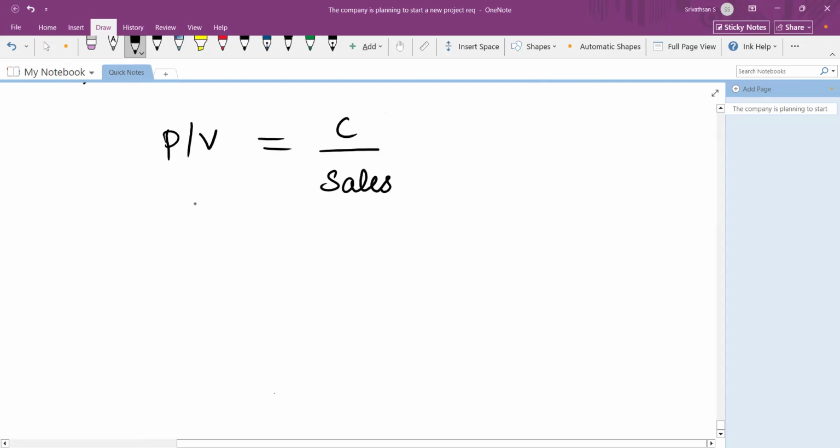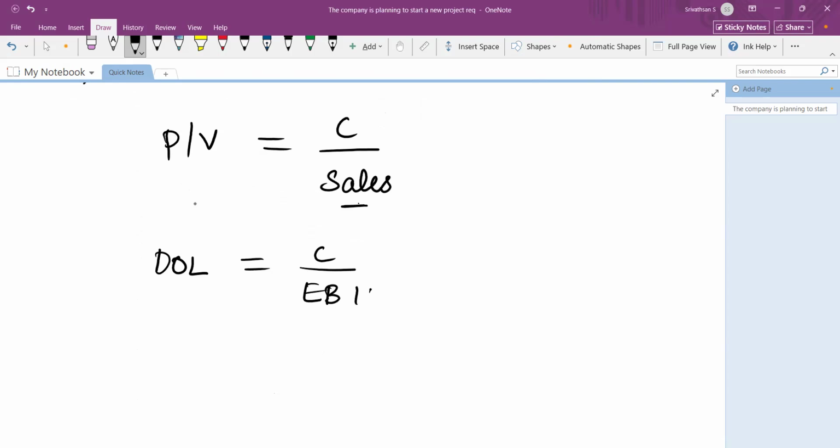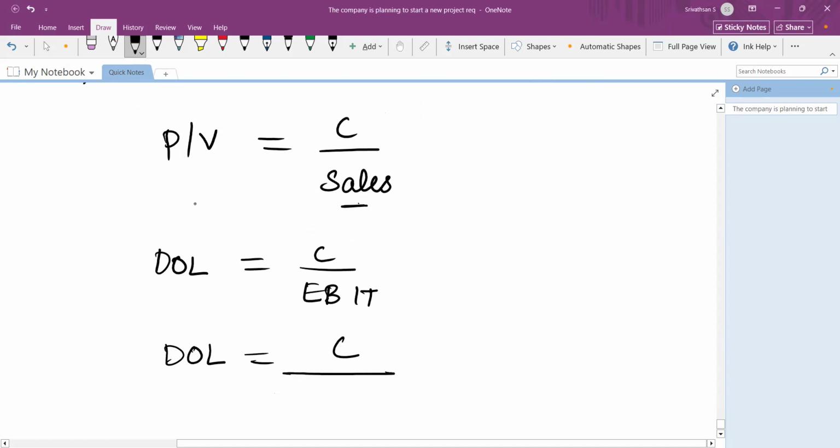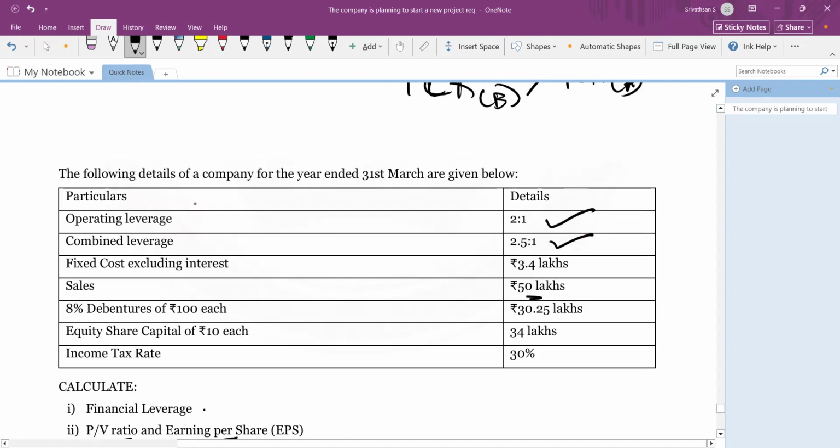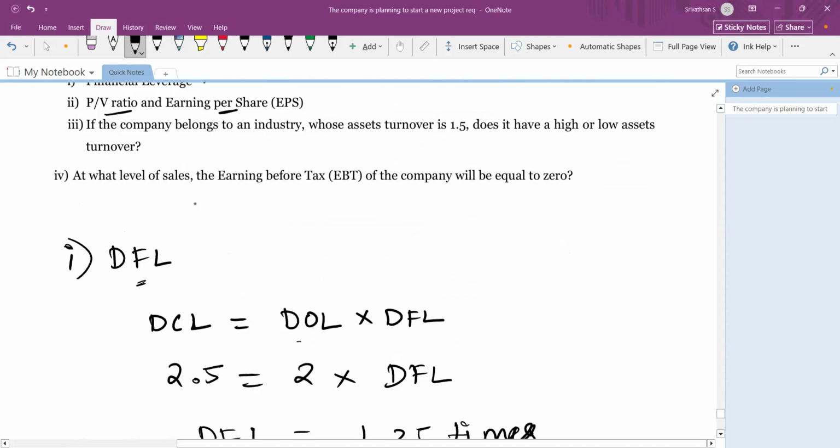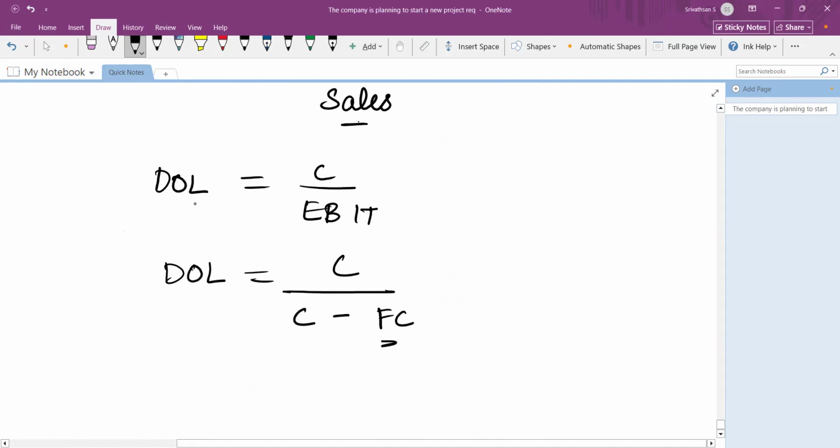We can use the DOL formula because the formula for DOL is contribution divided by EBIT, right? From there, we can calculate the amount of contribution and divide it by sales to get the PV ratio. DOL is equal to contribution divided by EBIT. Do we know EBIT? No, EBIT is also something we do not know in this question. So we can rewrite the formula as DOL is equal to contribution divided by, what is the formula for EBIT? EBIT is nothing but contribution minus fixed cost. We know the amount of fixed cost, it is directly given as 3 lakh 40,000, right? So now we have all the relevant figures for calculating the amount of contribution.